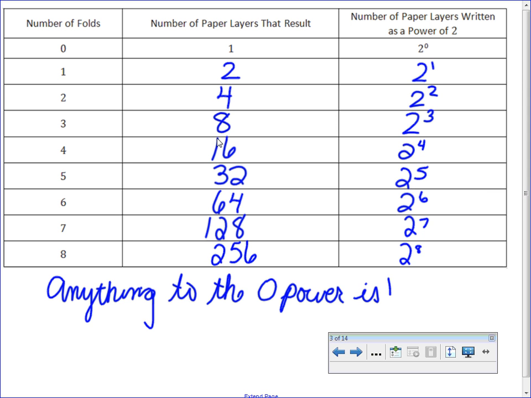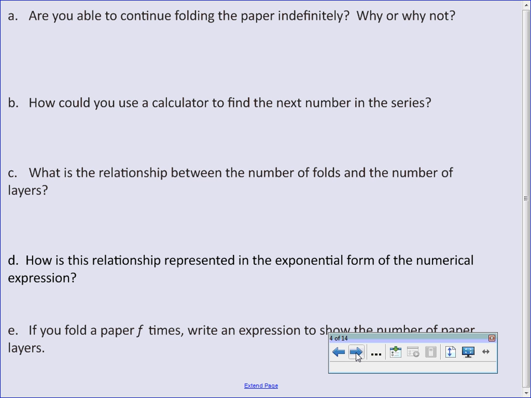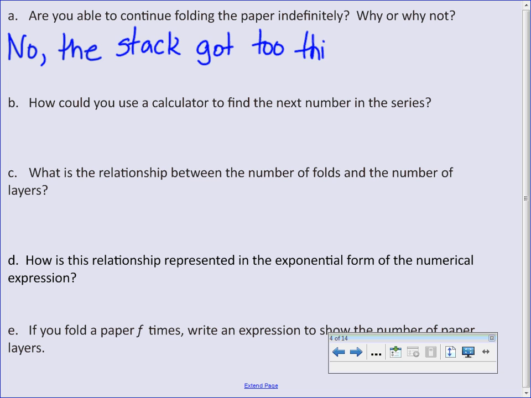Well, somebody said they folded eight times. Did you really count 256 layers? That would be pretty difficult to count all those teeny tiny little layers. Okay? So were we able to continue folding indefinitely? No. How come? Why did we have to eventually stop? What happened to the stack? The side that we kept folding kept getting too thick. So the stack got too thick on one corner.